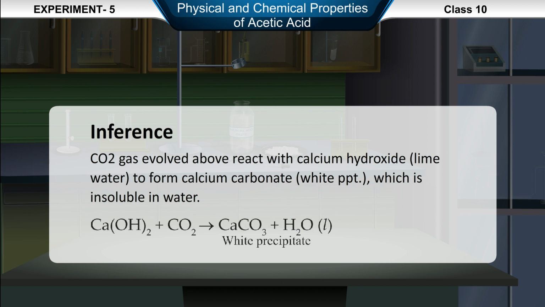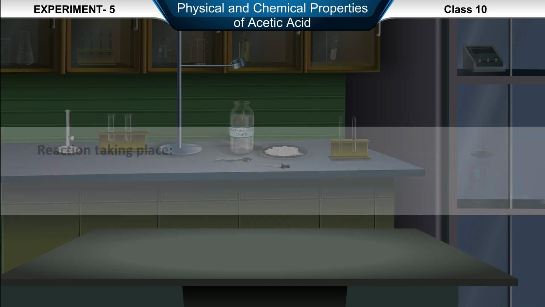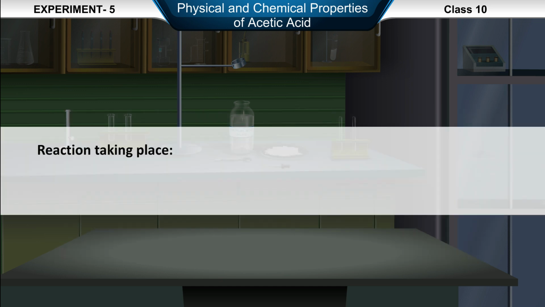Ca(OH)2 plus CO2 results in CaCO3, white precipitate, plus H2O in liquid state. Reaction taking place.